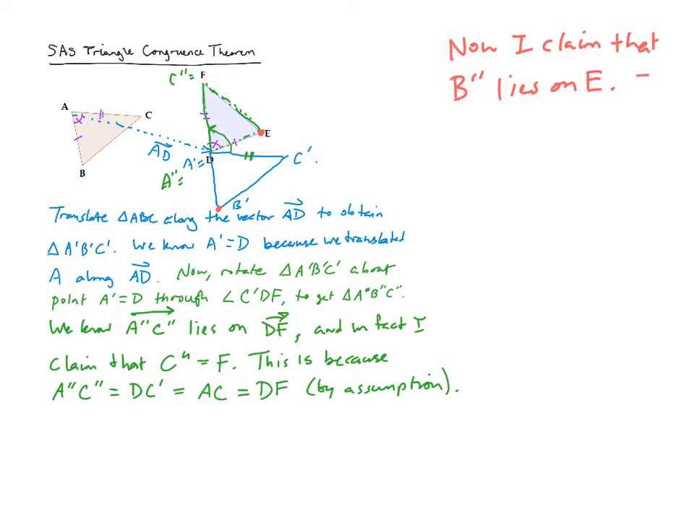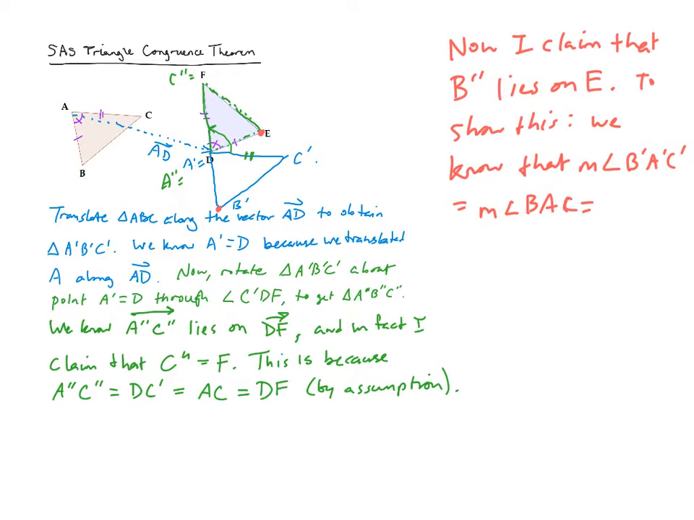Well, to show this, first of all, we know that the measure of angle B prime A prime C prime is equal to the measure of angle BAC, which by our assumptions was equal to the measure of angle EDF. That was given in the problem. At the time, we just called it measure of angle A and measure of angle D. Now I'm using extended names because there's just so much happening in this picture here. Okay, so we know that that's true.